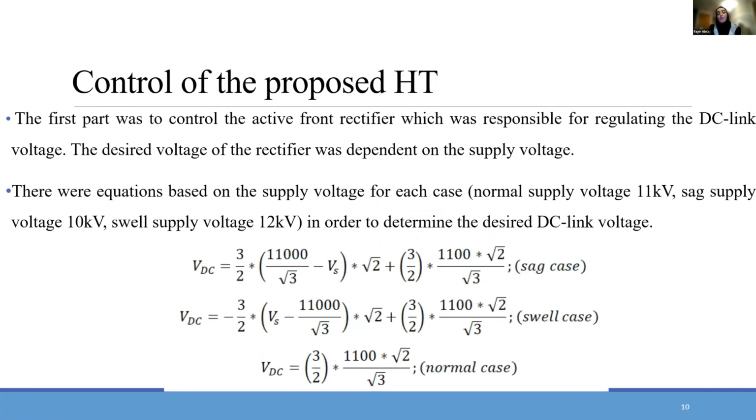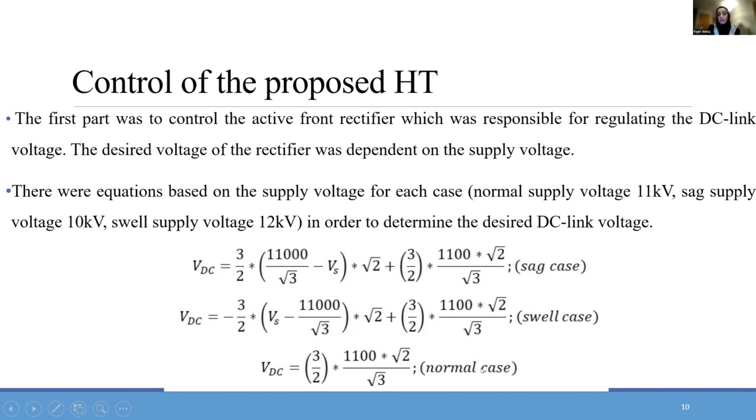The control of the proposed hybrid transformer will be divided into two parts. The first part is to control the active front rectifier, which will be responsible for regulating the DC voltage. The desired voltage of the rectifier depends on the supply voltage. As you see here, there are three equations. These three equations are based on VS, which is the supply voltage, and they are for each case.